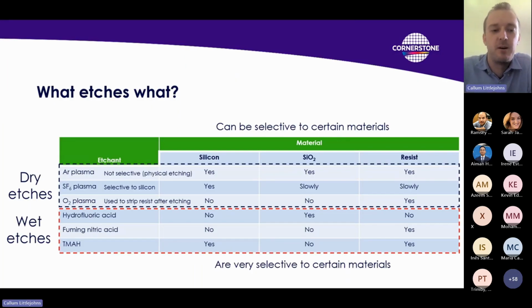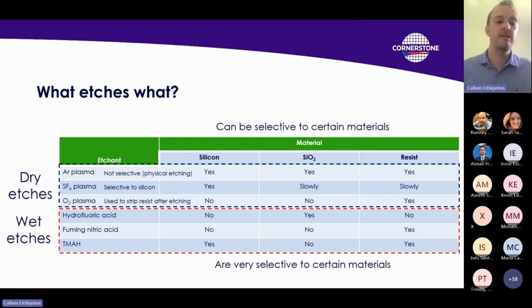And this table just summarizes what might etch different things. I picked silicon dioxide and resist since they're very commonly used in silicon photonics. The top 3 lines are all dry etch processes. You'll notice we can use argon, which is an inert gas, so that's pretty much just a physical etching process, so it'll etch anything in its way.